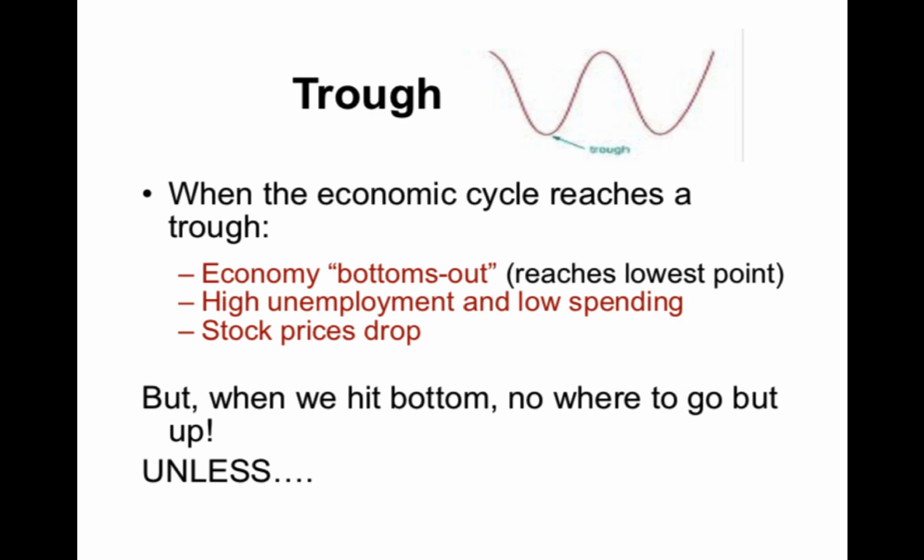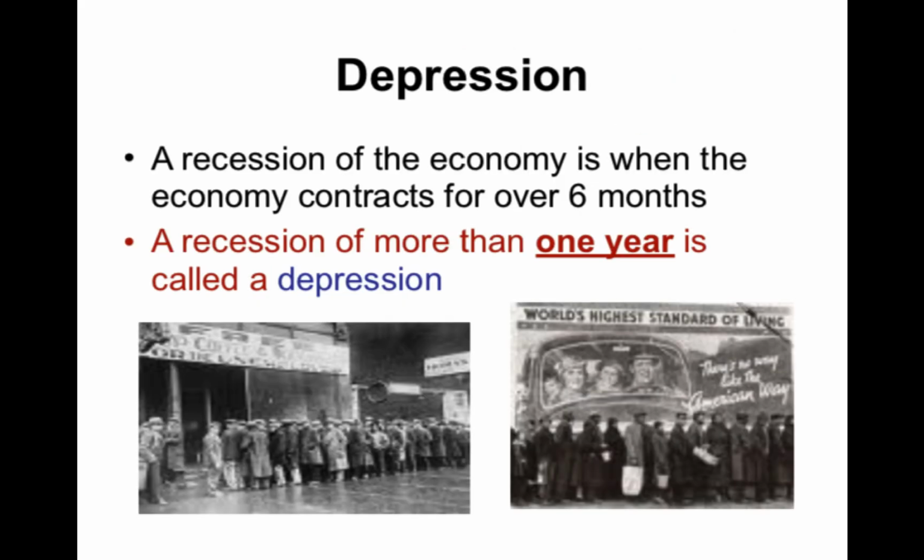And so the idea, though, if you look at the graph, is that once you've reached the trough, there's nowhere to go but up. So you expect then to go into a recovery phase. Now, the only reason why we would not immediately go up is if we are in a recession or a depression. A recession of the economy is when the economy contracts for over 6 months, and if it lasts for more than a year, we are in an economic depression.